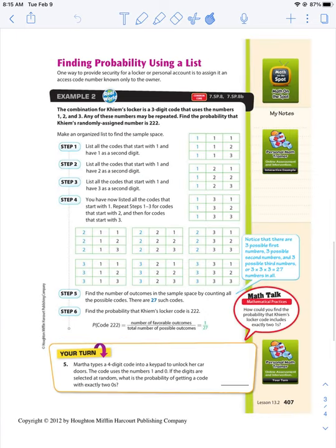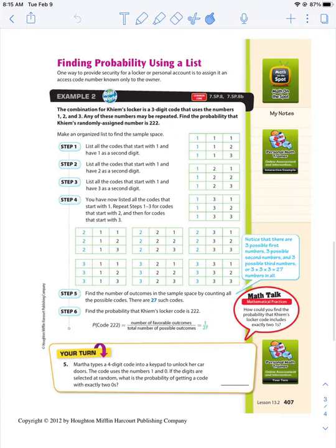All right, one more example for today. The combination for Kiam's locker is a 3-digit code that uses the numbers 1, 2, and 3. Any of these numbers may be repeated. Find the probability that Kiam's randomly assigned number is 222.